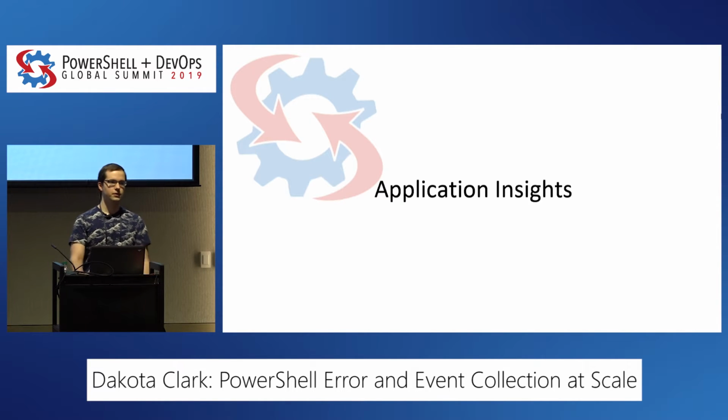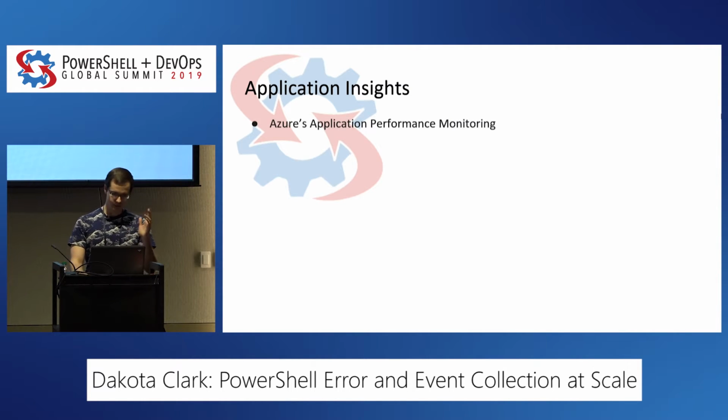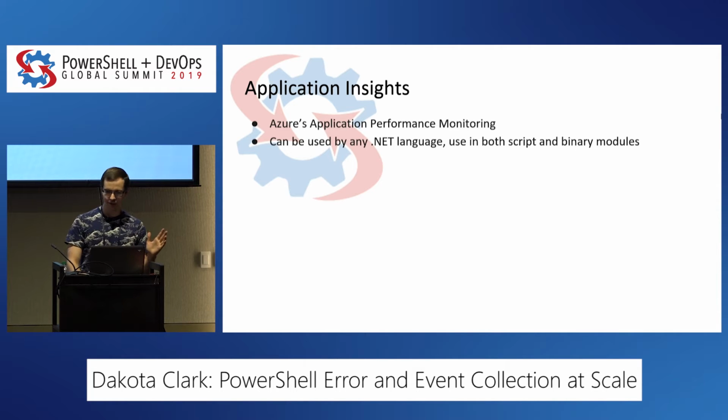So specifically what we're referring to here is Application Insights. This is the Azure solution, though the concepts talked about here can be used by anything. If you have Datadog, Raygun, Sentry.io, any of those things, these can be used. As long as it has a .NET SDK and PowerShell is able to execute those things within it, you're good to go. So Application Insights, as I said, is APM, and it can be used by any .NET language, both in script and binary modules.